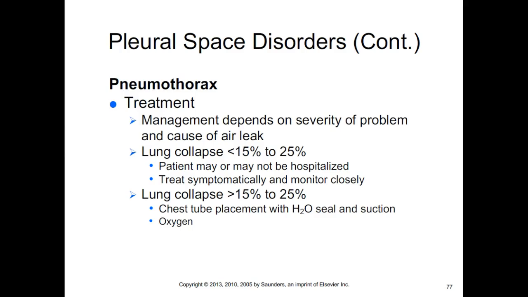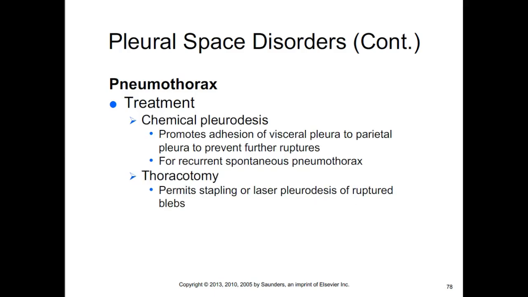So lung collapse is very common, right? The patient may or may not be hospitalized. Treat symptomatically, and then in greater than 15 to 25% of cases the lung collapse requires a chest tube placement with a water seal and suction, and usually supplemental oxygen.